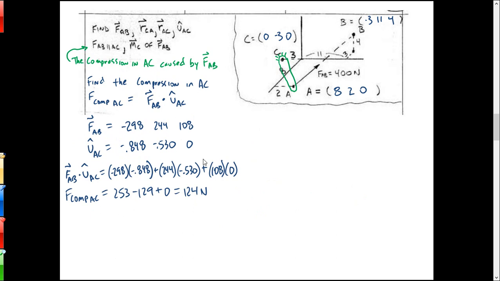So now what I want to do is find the compression in AC, as though that's some sort of armature and the force is pulling on it. To find the compression, I do a dot product. Dot the force with the unit vector. To do a dot product, I take the like components with the force and the unit vector, I multiply them together, and I add up the products, and I get a number, 124 newtons. So if I pull with 400 newtons that way, I'm going to end up with a net force going through that member of 124. So that's a scalar. I add up the products. That's what I do. Okay?